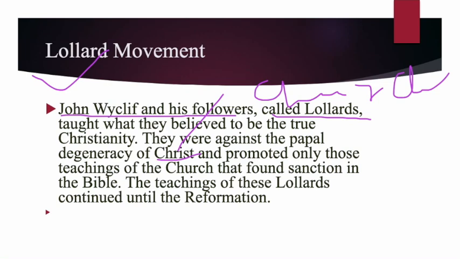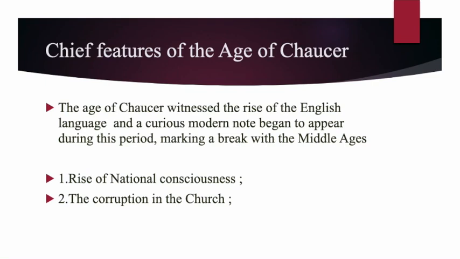Now, the teachings of these Lollards continued until the Reformation. You will find the Reformation movement regarding the corruption which was prevalent in the church. You'll find in Chaucer's Prologue how ecclesiastical characters, how church characters, are corrupt and morally degraded. So this was the Lollard movement. Now, these were the four or five important historical events.